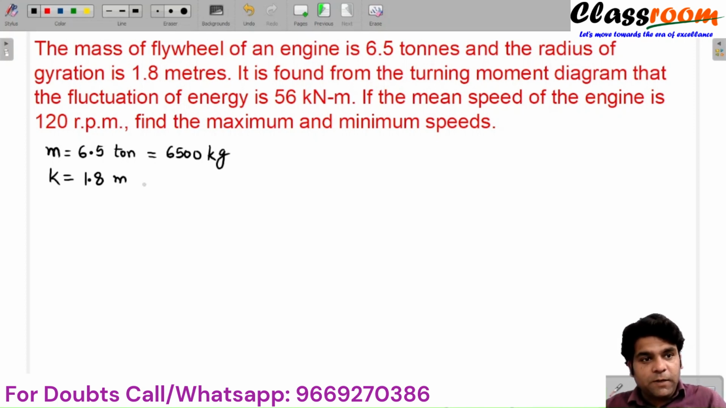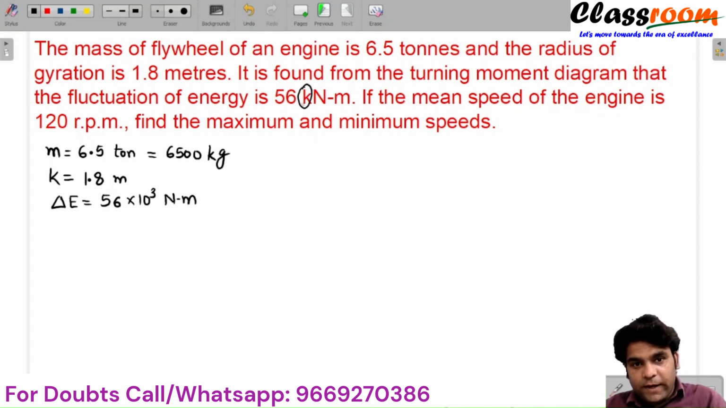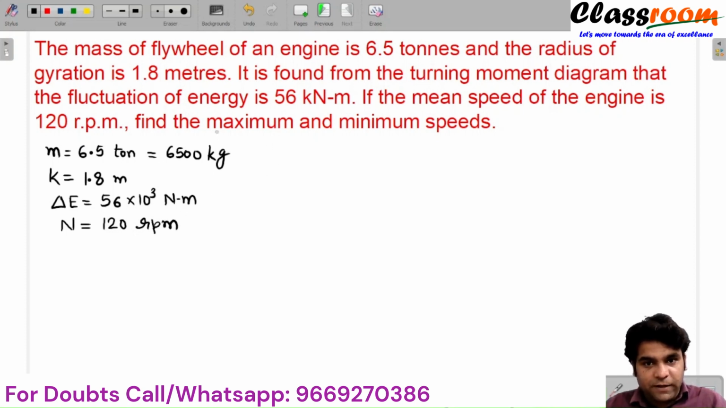It is found from the turning moment diagram that the fluctuation of energy is 56 kilonewton meter. So the fluctuation of energy, delta E, is 56 into 10 raised to 3 Newton meter. I converted kilo as 10 raised to 3. The mean speed of the engine is 120 rpm, so capital N is 120 rpm. You can use any of the relations above to determine the maximum and minimum speeds of the flywheel.